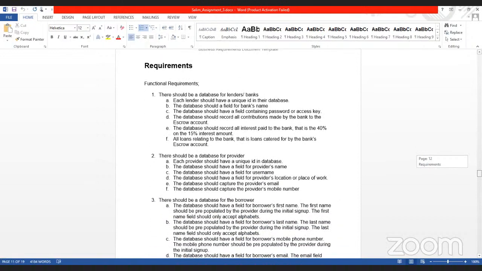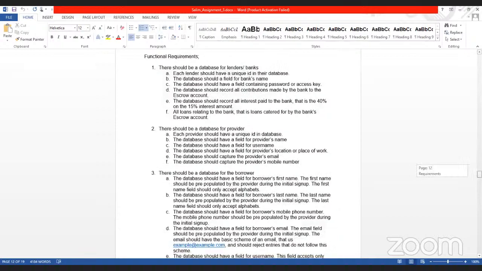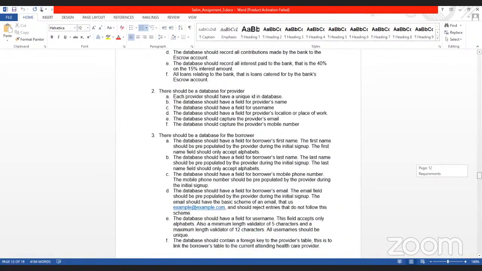So for requirements, I began with the functional requirements, and there should be a database for the lenders that I've already mentioned. In this database, there should be a unique ID for each of the lenders or lending institutions. We should capture their name. We should capture a password or access key, which is what we use to log into the accounts and view the information. Also the escrow and the interest. All this information should be captured in this database.